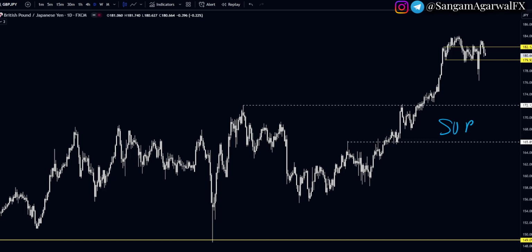Last time Silicon Valley Bank collapsed on that magical monetary policy. This time let's see which company goes bankrupt.